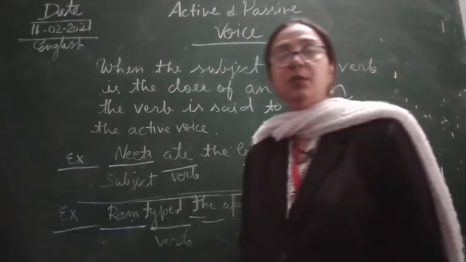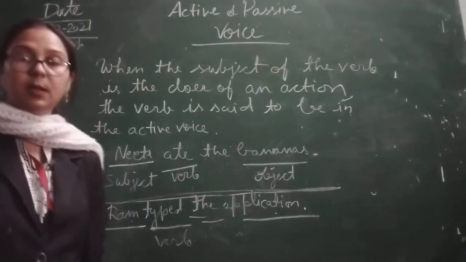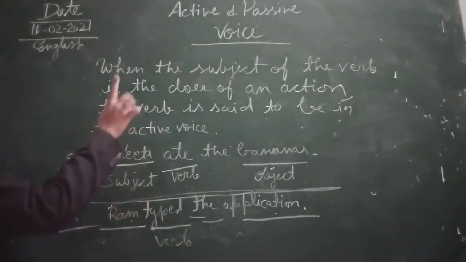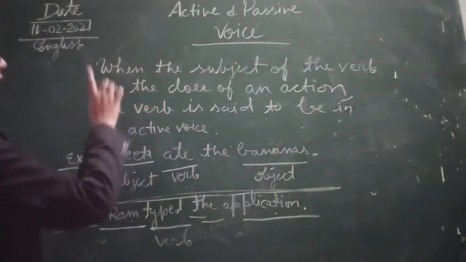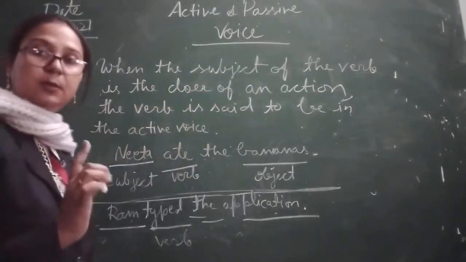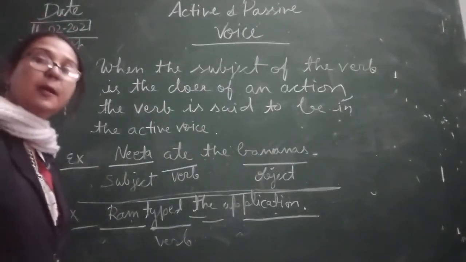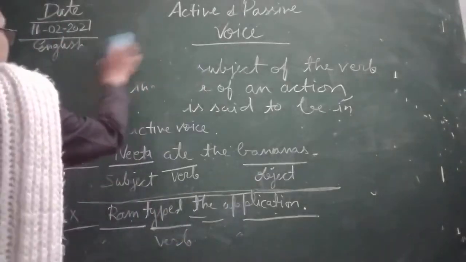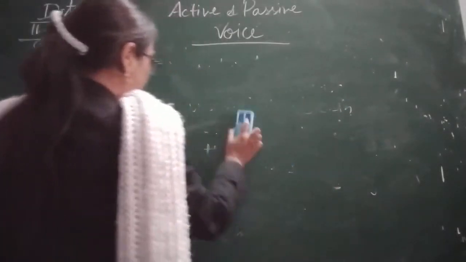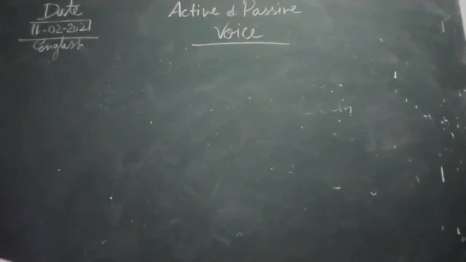Now children, we are moving to understand what is passive voice. I think it is clear to you. Again, I'll read this. When the subject of the verb is the doer of an action, the verb is said to be in the active voice. Okay children? Now, I hope it is clear. Now we are moving to passive voice. What is passive voice? For this I have to erase these writings.